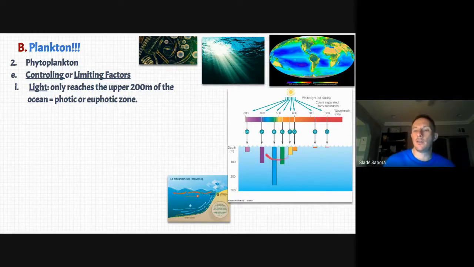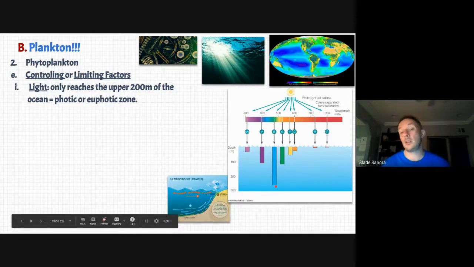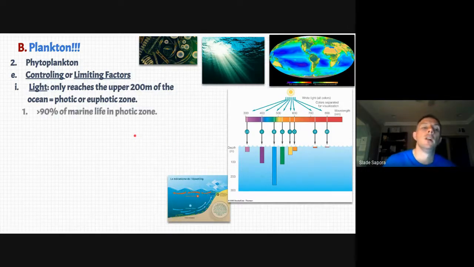And this graphic here shows what types of light penetrate and to what depth. Red light penetrates the shallowest, only about 10 meters, 30 feet, and it's gone. But your blue light tends to penetrate the deepest, and that's why we see the ocean as blue, coincidentally.